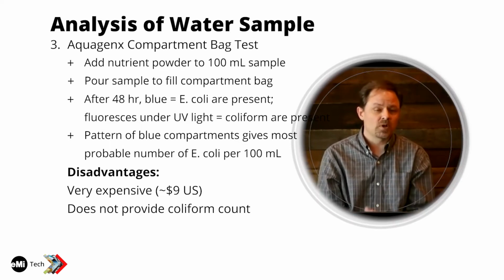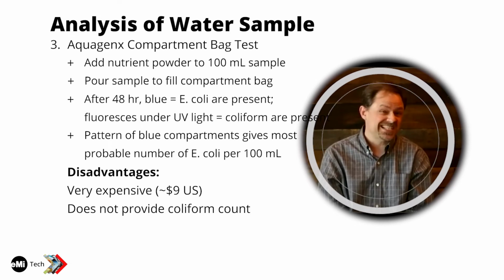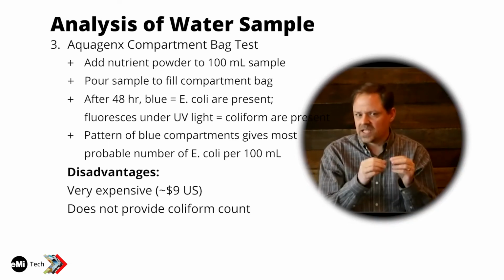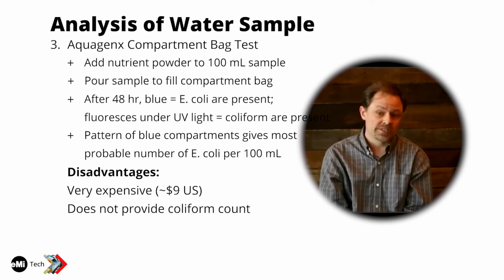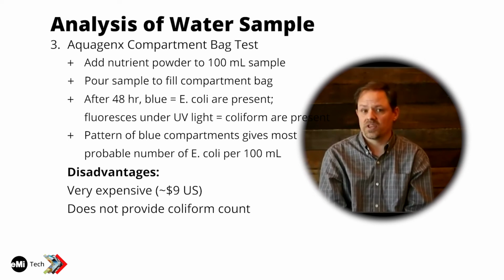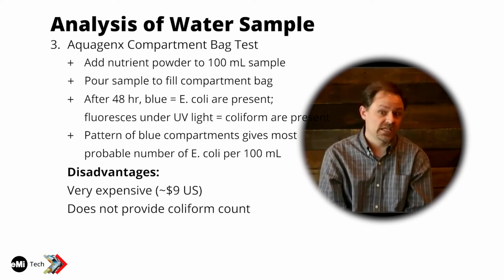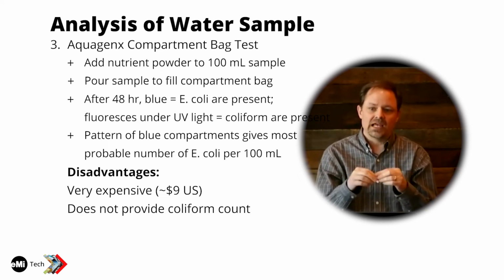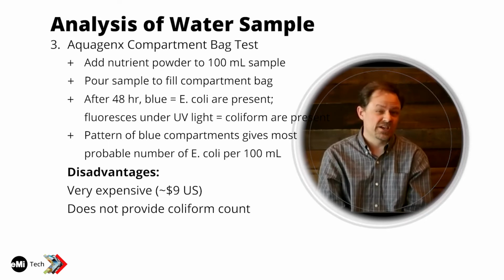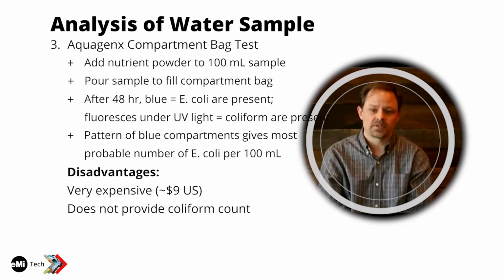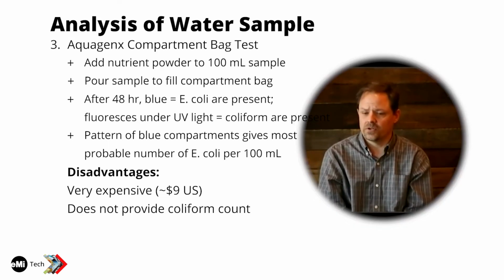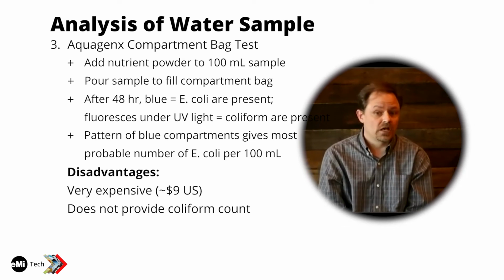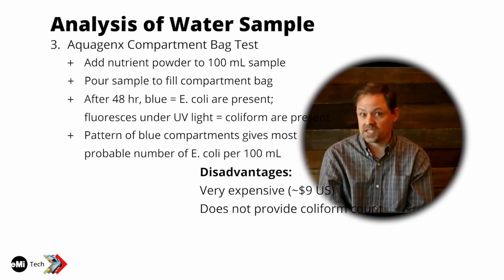And also, I found that compartment bag to be pretty difficult to use. First of all, those compartments are pretty much sealed when you get the bag. And so you have to kind of rub the sides together to get all the individual compartments to open up before you pour the sample in. And it can be difficult to get those compartments to be open. Then you have to roll down the bag and seal the compartments off from each other so that the tests are independent. All of that can be kind of tough to do. And then finally, it does not provide any kind of count for the total coliform, just the E. coli.